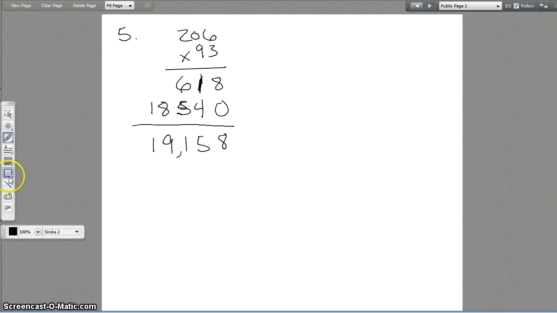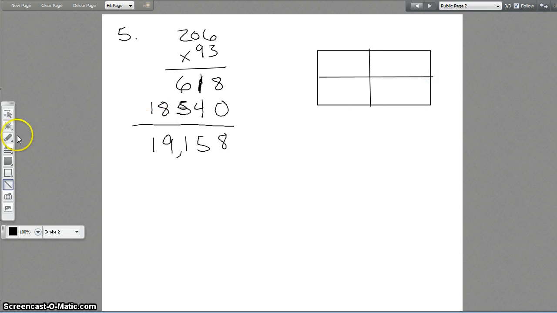I can also do this with the diagram method. So let me draw myself a little box here. And then I can put in my grid lines. Okay. Now across the top I have 200 and I have 6. And across the side I have 90 and I have 3. 9 times 2 is 18, and then there's 1, 2, 3 zeros. 6 times 9 is 54, and then I need to add that 0, so 540.